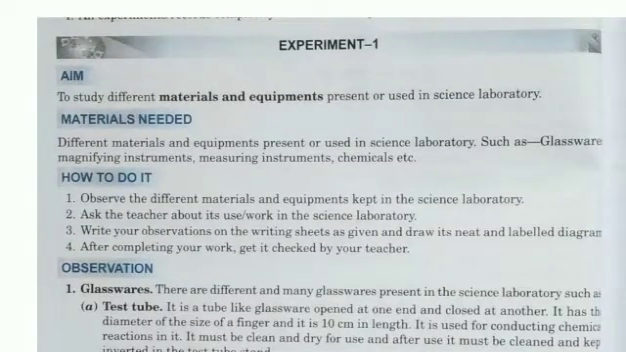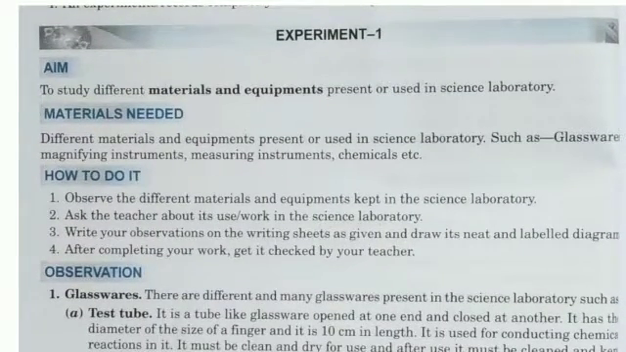Experiment number 1 is to study different materials and equipment. Equipment means, just like when we go to a kitchen, there are too many utensils and you know the name of all the utensils. This is pan, this is cup. All the utensils you know. Just like when you enter a lab, you should know the names of all the equipments. So our aim is to study different materials and equipment present or used in science lab.